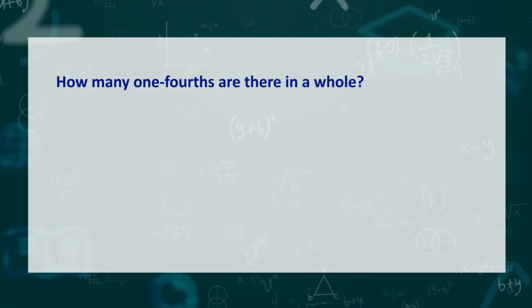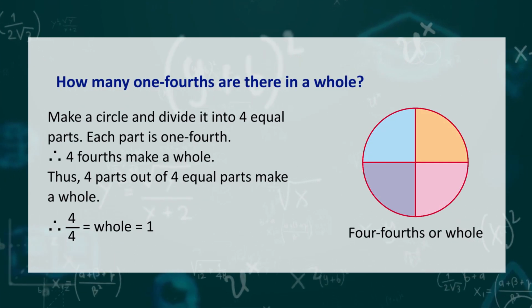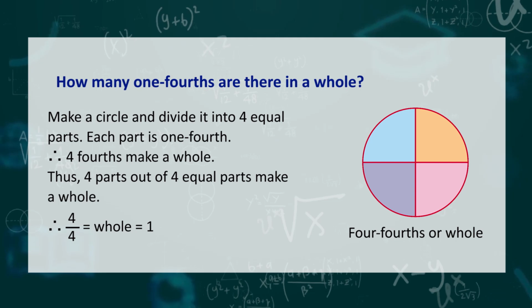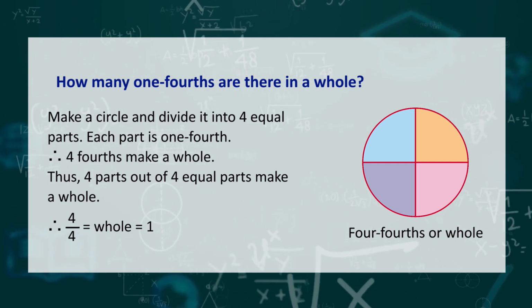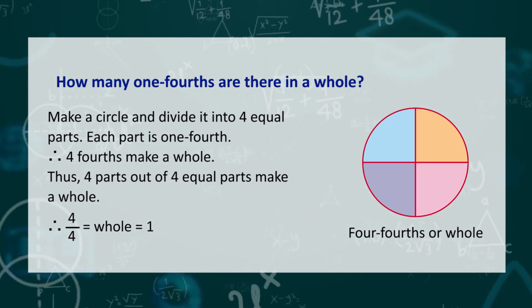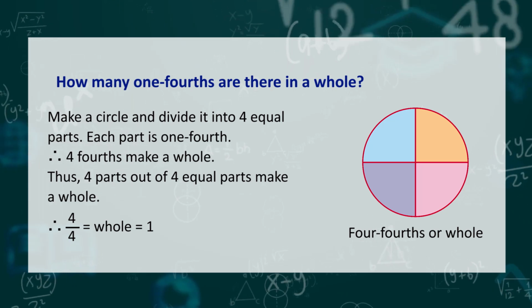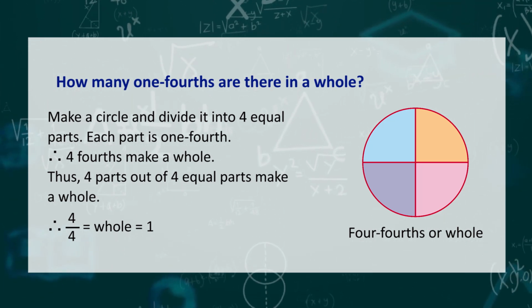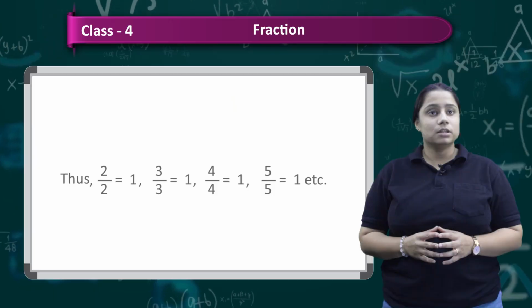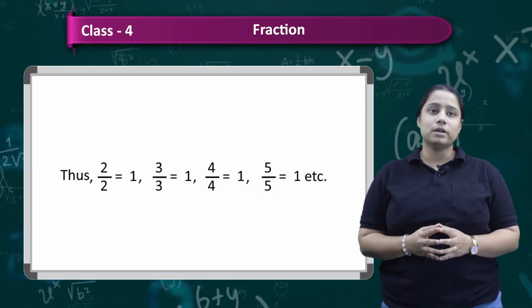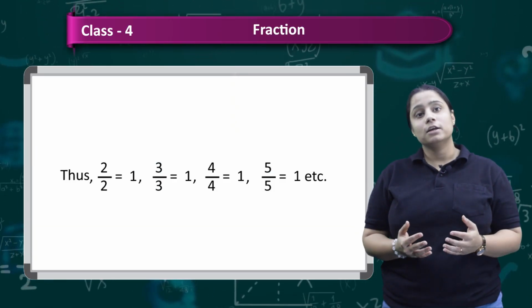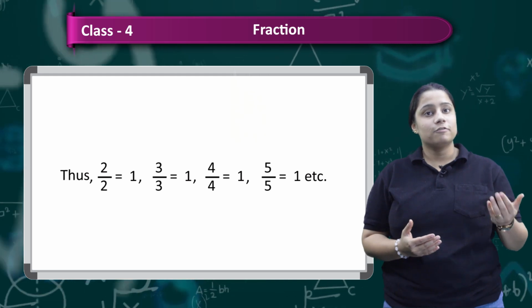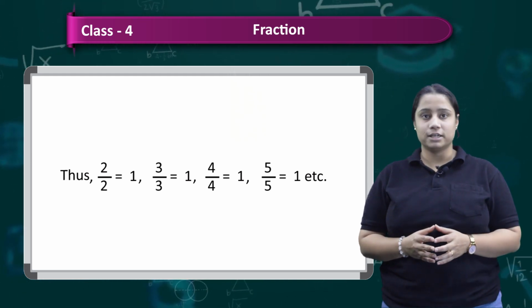How many 1/4 are there in a whole? Make a circle and divide it into 4 equal parts. Each part is 1/4. Therefore, 4/4 make a whole. Thus, 4 parts out of 4 equal parts make a whole. Therefore, 4 by 4 is equal to whole is equal to 1. Thus, 2 by 2 is equal to 1. 3 by 3 is equal to 1. 4 by 4 is equal to 1. 5 by 5 is equal to 1, etc.